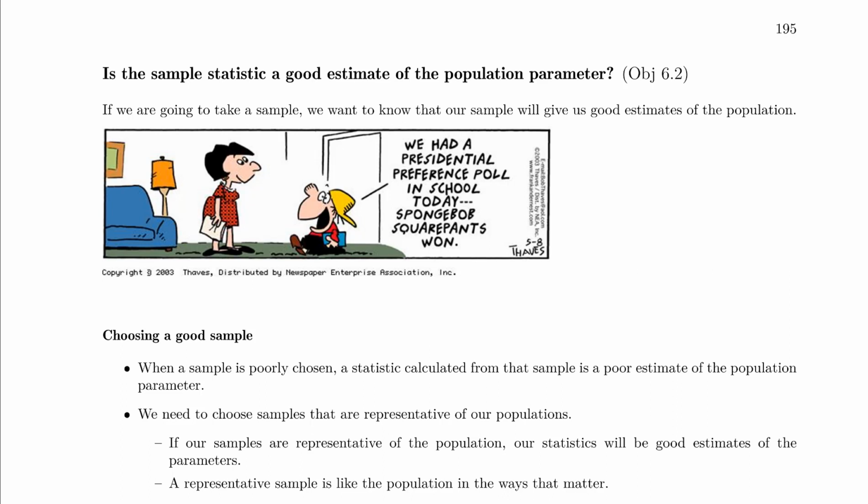So let's talk first about how you would choose a good sample. If a sample is poorly chosen, then any statistic you calculate from that sample is going to be a poor estimate of the population parameter. So we need to choose samples that are representative of our populations. A representative sample is like the population in ways that matter. Because if our samples are representative of our population, then our statistics will be good estimates of the parameters.